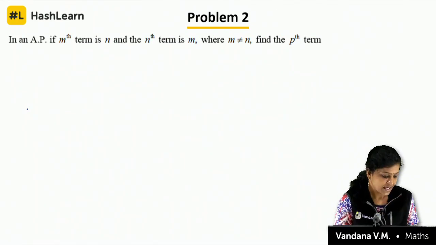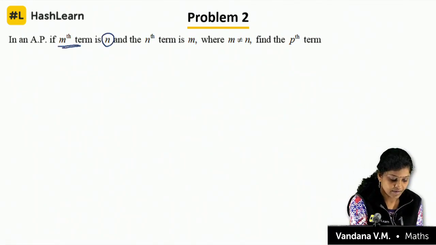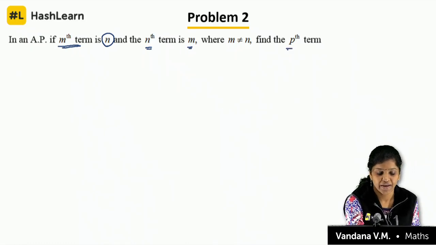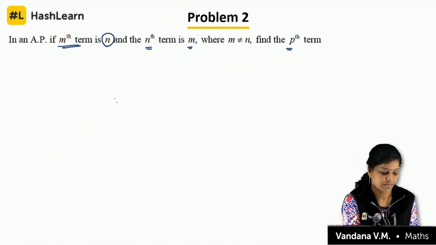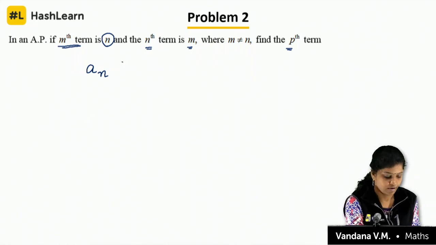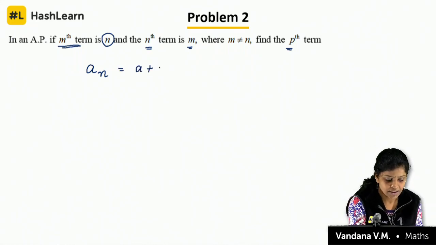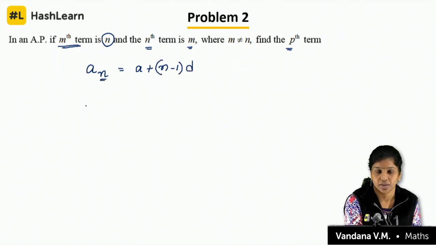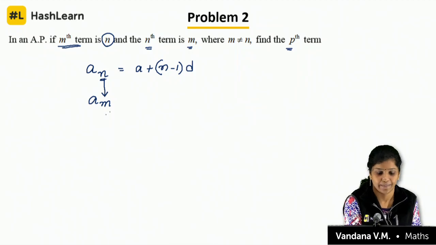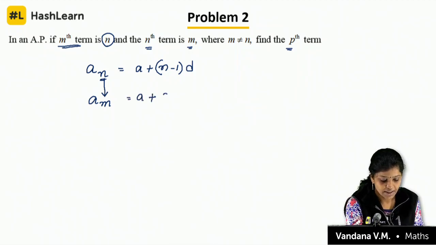In an AP, the nth term is m, and the mth term is n. Then which term do I have to find out? The pth term. I told you already the formula for the nth term, an: a plus (n minus 1) into d, because this is the nth term. Here they are telling the mth term. If I am taking am, that means in place of n I have to write m: a plus (m minus 1) into d.